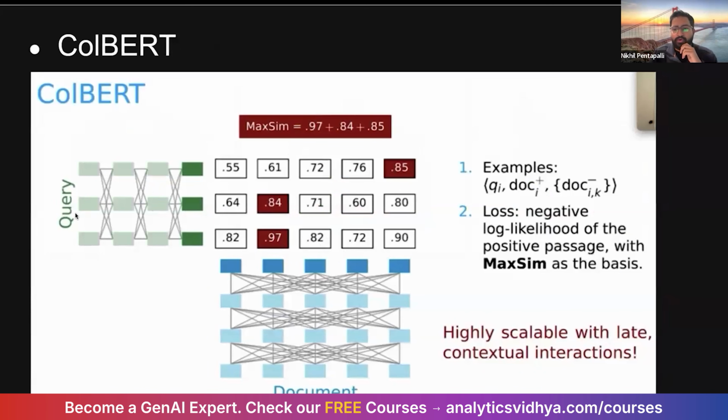We don't focus on the initial layers of the query and the document. We just focus on the final layers. For example, we take the query with positive examples of the document and negative examples, and then we take a loss. For the loss, we take the negative log likelihood and calculate the maximum similarity scores. The advantage is that it's highly scalable, with contextual interactions.